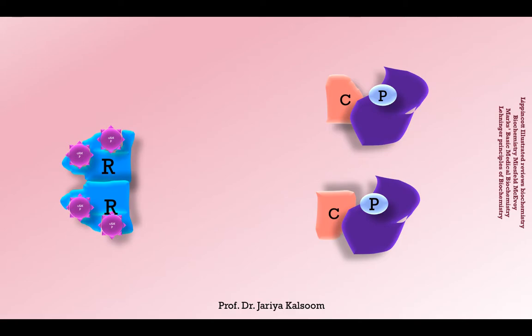PKA phosphorylates its protein substrates, many of which are enzymes. Phosphate is added to serine or threonine residues in these enzymes. Phosphorylation regulates the activity of proteins and enzymes. When hormone is no longer present, the receptor goes back to its resting state.